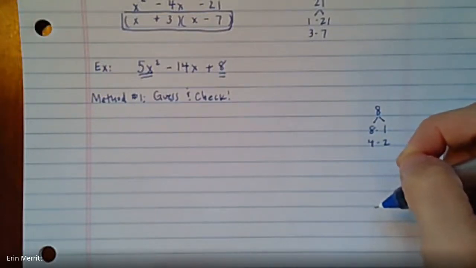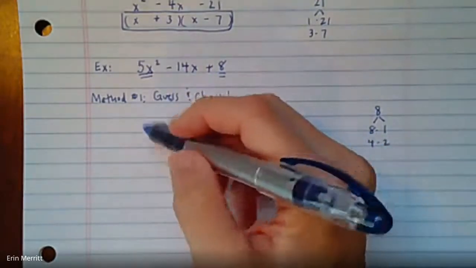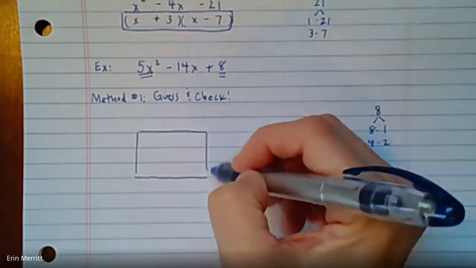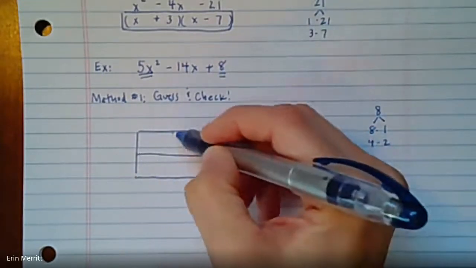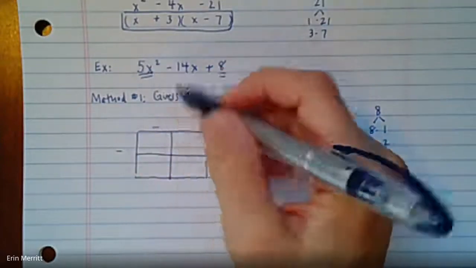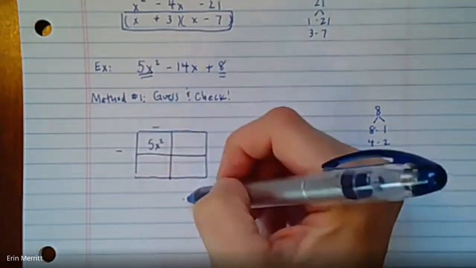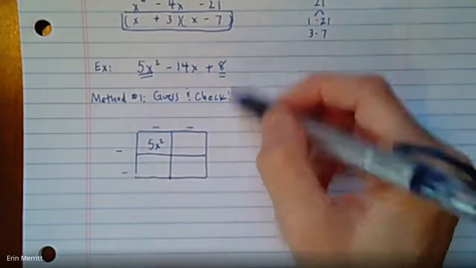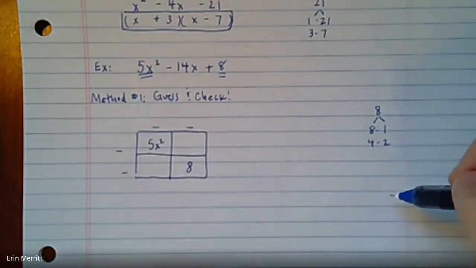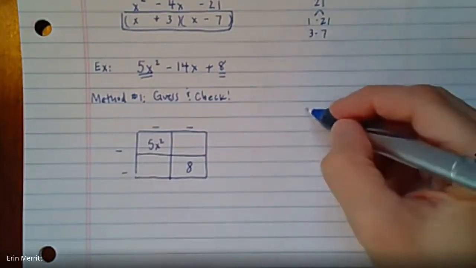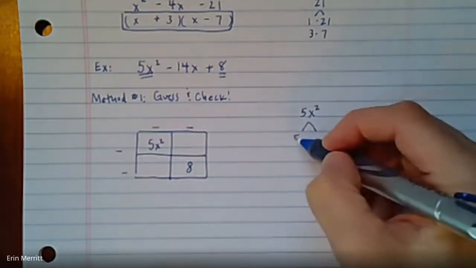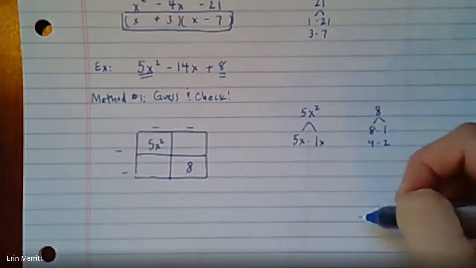So I actually like taking the box method approach to be able to kind of visualize what's happening here. So I'm going to give myself the box to work with. And what I want you to think of is that whatever goes here and here gives me that first term of the 5x squared. Whatever goes here and here will give me that last term of the 8. So we've already kind of broken down and figured out what 8 could be. But for 5x squared, instead of it just being x and x, the easiest way to do this would be to make it 5x and 1x.